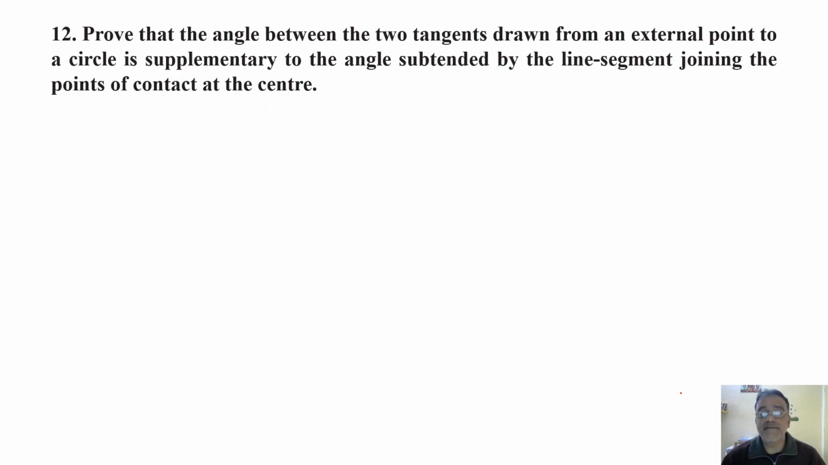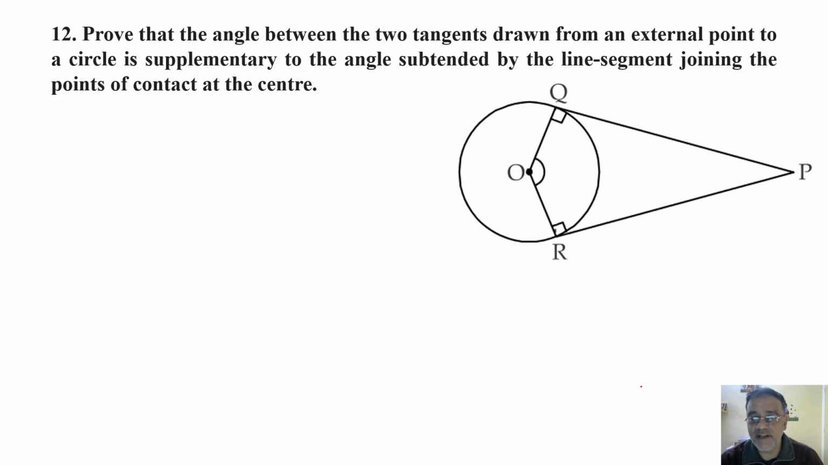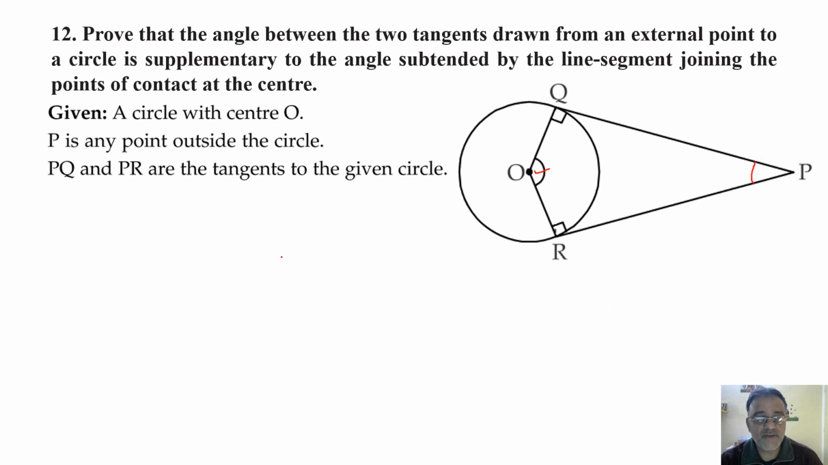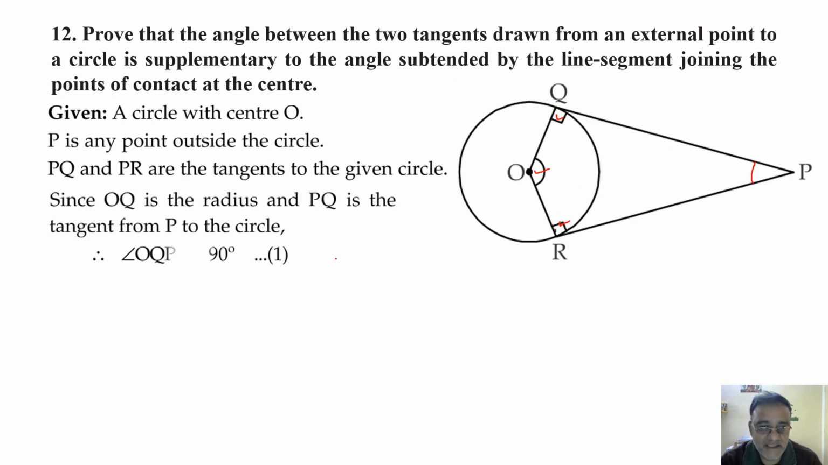Prove that the angle between two tangents drawn from an external point to a circle is supplementary to the angle subtended by the line segment joining the points of contact at the center. So this is the rough figure, and what we have to show is that these two angles are supplementary. Okay, so given a circle with center O, P is any point outside the circle, PQ, PR are the tangents to this circle. Now since OQ is the radius and PQ is the tangent, so OQ is perpendicular to QP. So this angle is 90 degree. Similarly, this angle is also 90 degree.